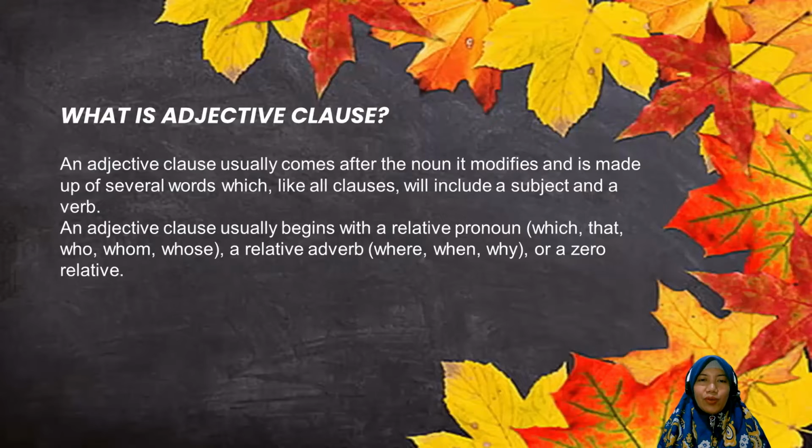So the first, what is adjective clause? Adjective clause usually comes after the noun it modifies and is made of several words like a subject and a verb. Adjective clause usually begins with a relative pronoun, a relative adverb, or a zero article.